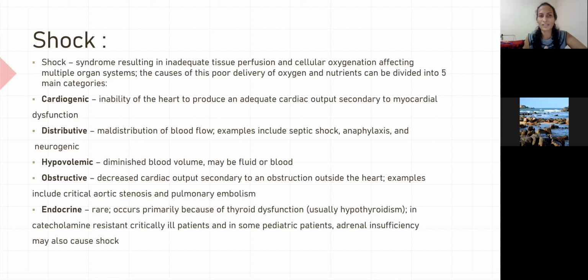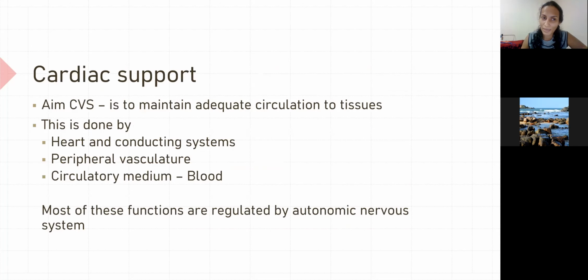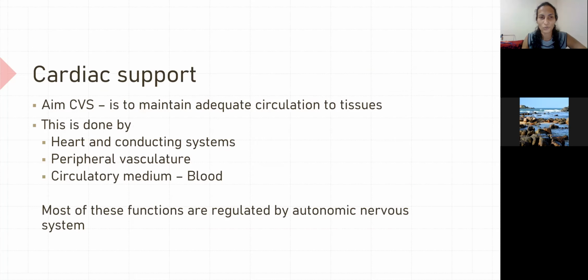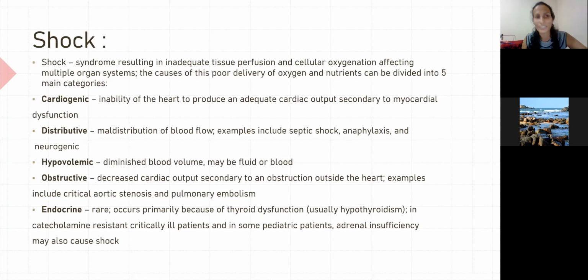So this is a very crowded slide. I don't want you to go through all of it. Here I'm going to talk about shock. Shock is a different topic. Shock is a syndrome resulting in inadequate tissue perfusion and cellular oxygenation, which affects multiple organ systems. So let me go back: the aim of your cardiovascular system is to maintain adequate circulation to the tissues. But shock is a condition where you don't have adequate circulation. So failure of the cardiovascular system leads to shock.